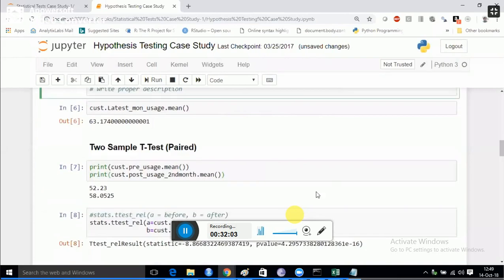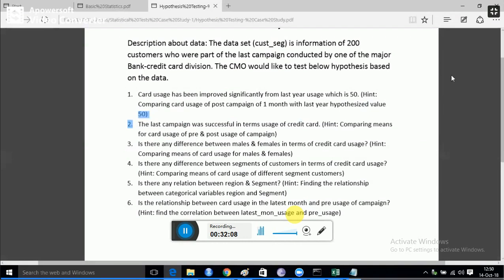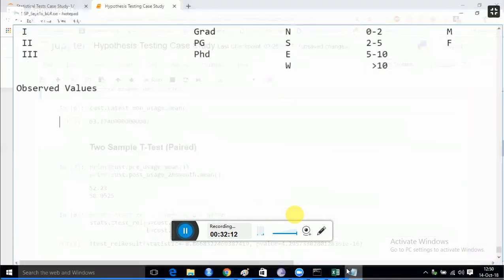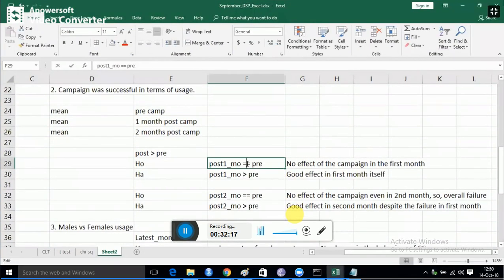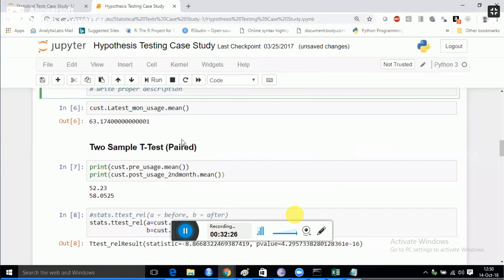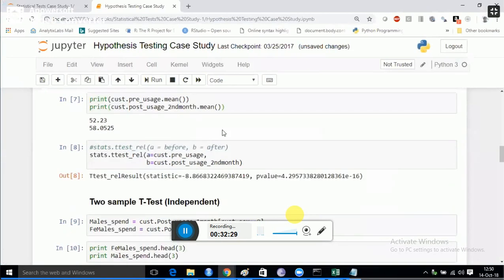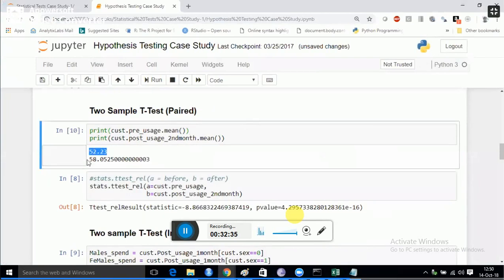Second question. What is the second question here? The last campaign was successful in terms of credit card usage. So what can we do here? We have to check 1 month post with pre-campaign. What kind of a test is this? It's a 2 sample or paired t-test. If I print the mean of these two, one is 52.23, the other is 58.05 for pre-usage, post-usage second month. And if I also print post-usage first month, let's look at all three together.